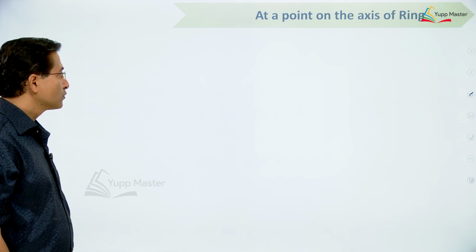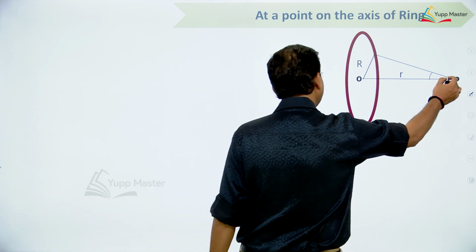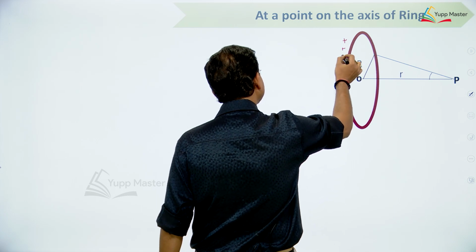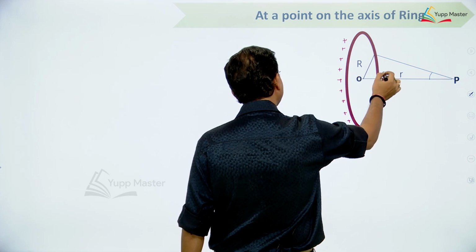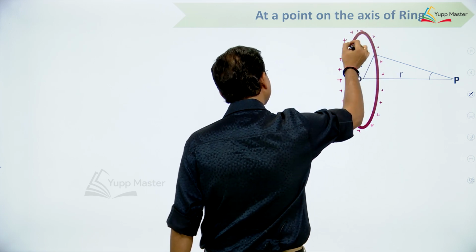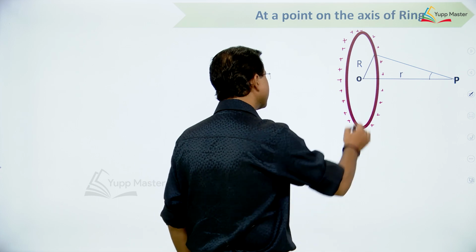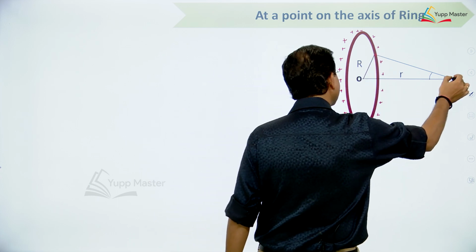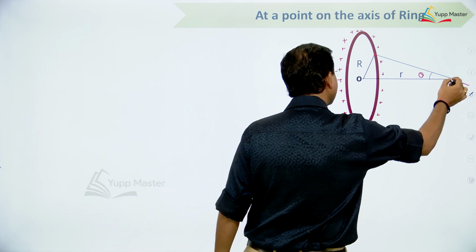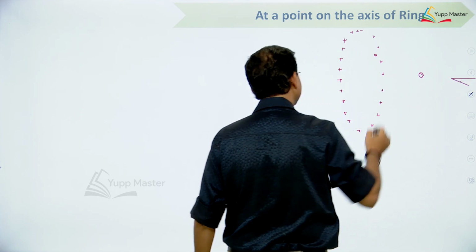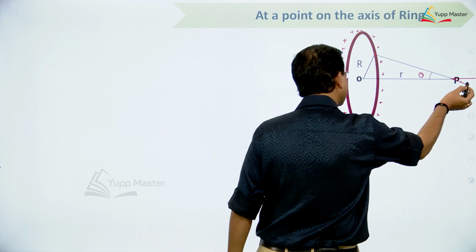Now let us move to the next distribution, the ring. So I want to find out the field due to a ring at this particular point. Assume that the ring is positively charged, and I want to find out the field at distance r, right. So because of the element somewhere here, the field will be like this, right, making angle theta. This angle is theta, so this angle will be theta, right.